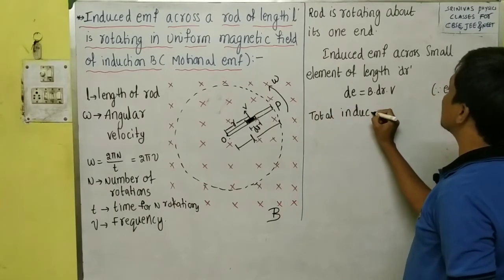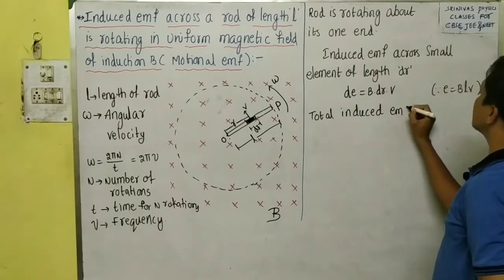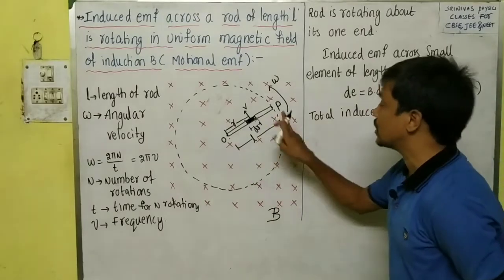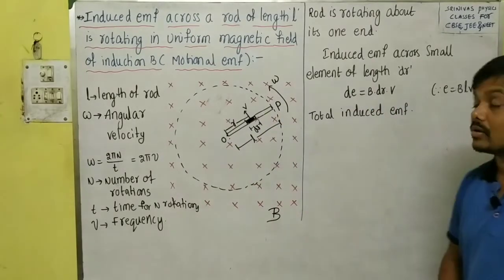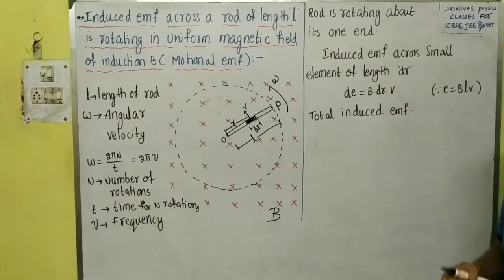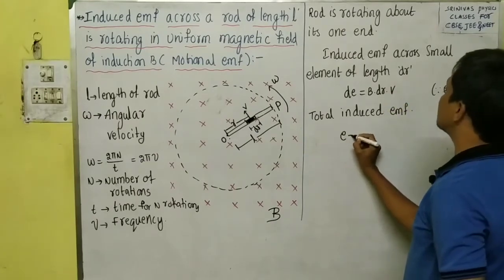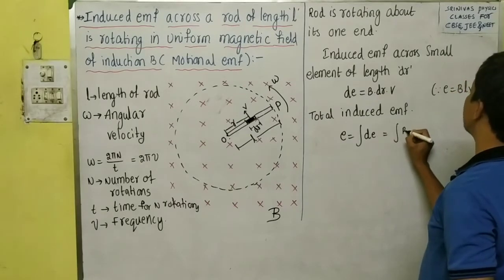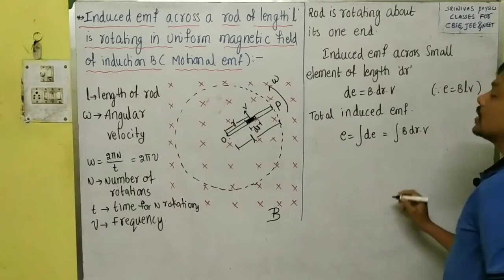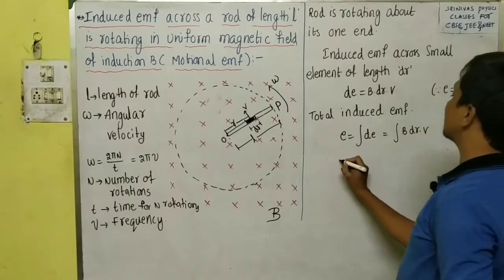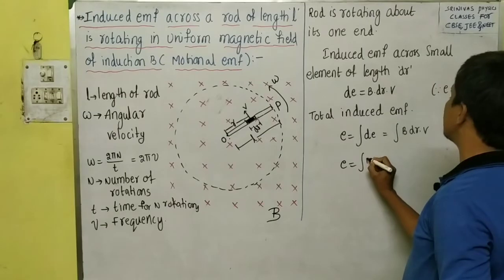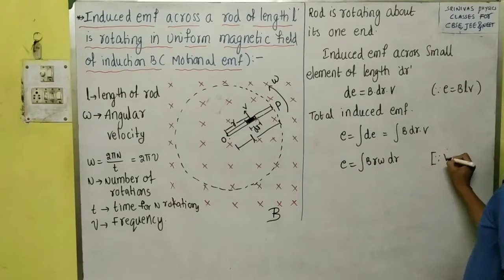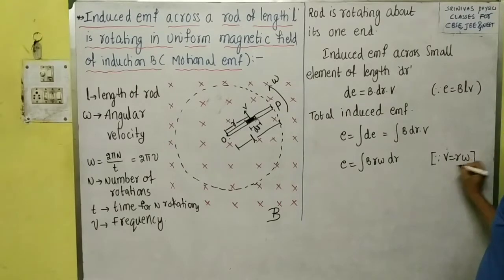And if you want the total induced EMF across the rod, we have to integrate. Why do we have to integrate? Why can we not directly write BLV? Because v is variable. Whenever a variable is there, we have to go for integration. Then the integral of dE gives E equals the integral of B dr into v. Here, in place of v we can write r omega, so we write B into r omega dr, because we already know the relation between linear velocity and angular velocity, that is v equals r omega.